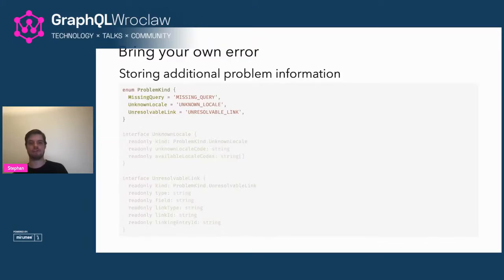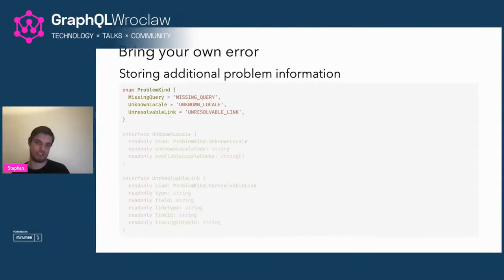Cool. So, for example, with the unknown locale, we had additional information on that, right? So how do we actually store additional problem information on it? We do that by having a distinction between the error codes, as seen here on the top. Those error codes are unique, and they are static or stable, however you want to see them. So we won't change those error codes.